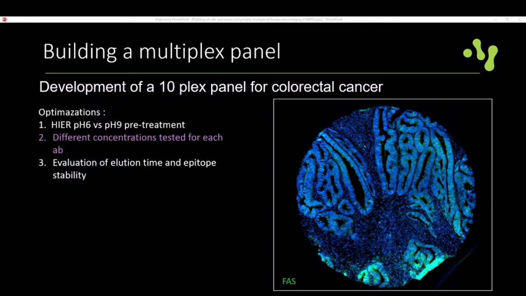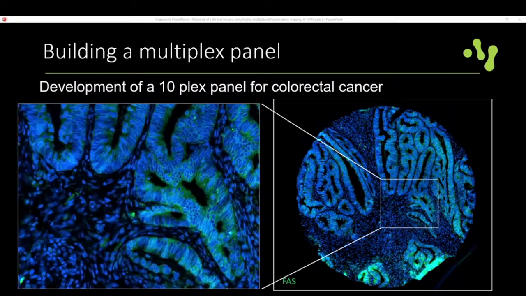So here is just one example from when we optimized this. This is the FAS cell surface death receptor in a colorectal cancer core. This is just to show the quality of the images that we get. So it's single cell resolution and really nice. This is just one plain image, but they look really nice.